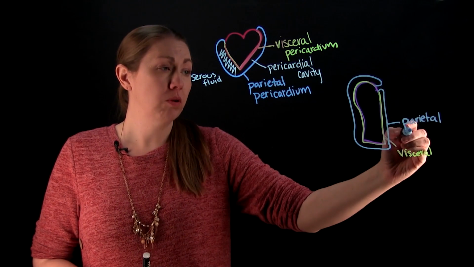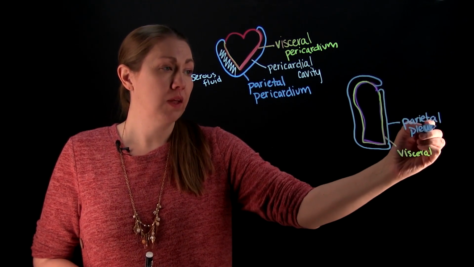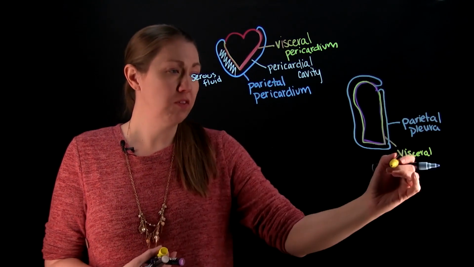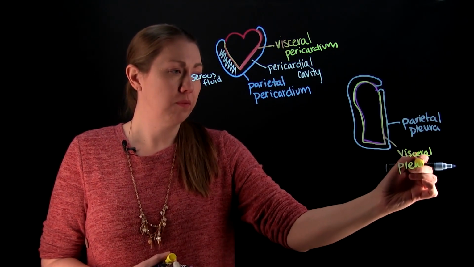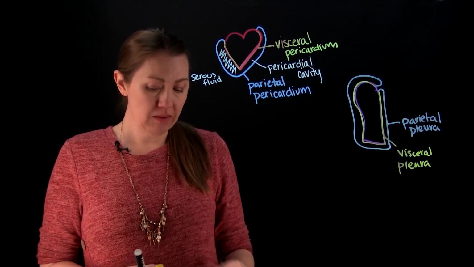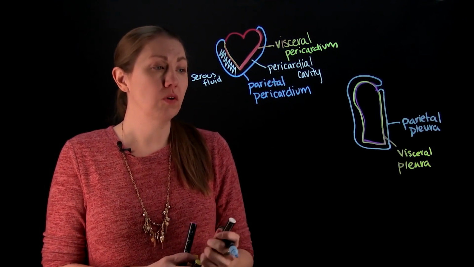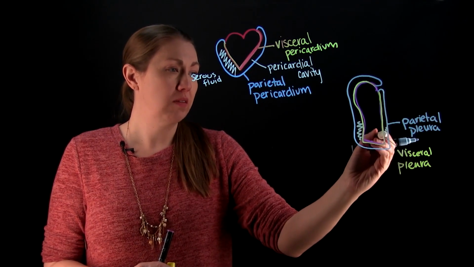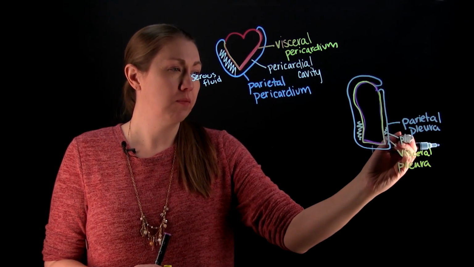So parietal pleura is what you're going to use for the lungs. And so we'll have a visceral pleura for the one touching the lung. The space in between, pleural cavity. So the space here, space there, pleural cavity.